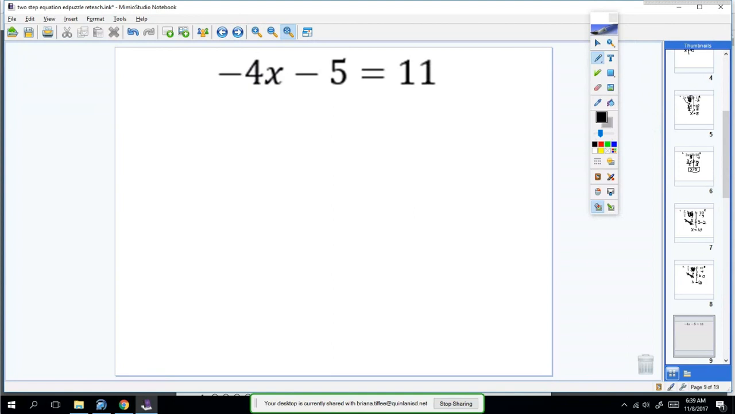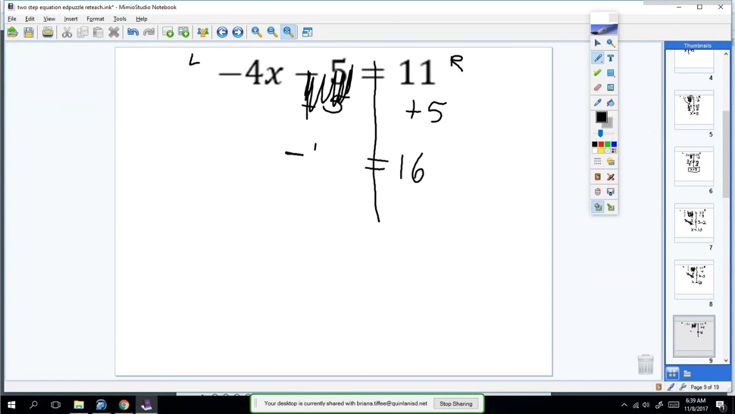All right, so first thing you always do, draw your line. You got a left side and then you got a right side. So I'm going to look at my left side. And I'm going to look at the minus 5. Well, since it's a minus 5, you're going to add 5 to both sides. This cancels out. Equal sign. 11 plus 5 is 16.